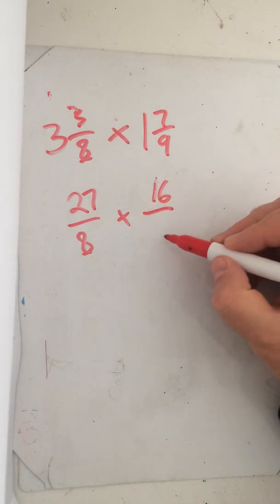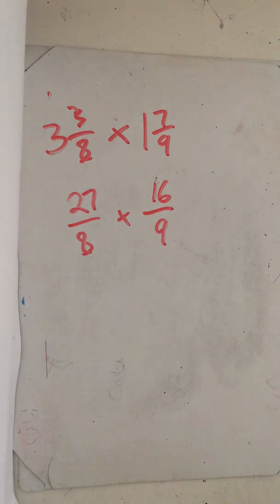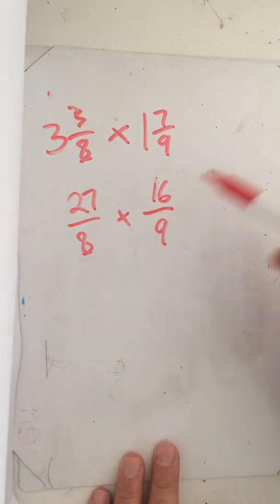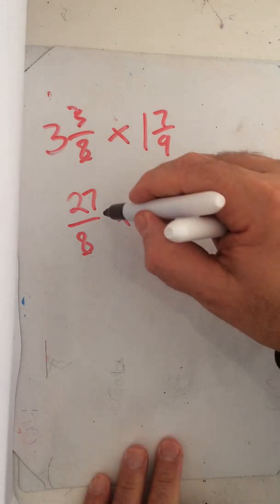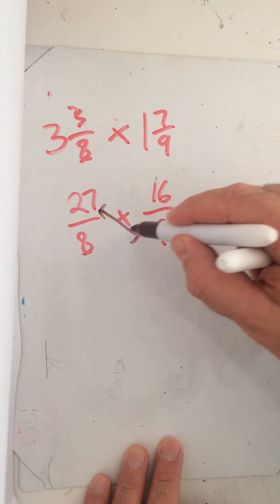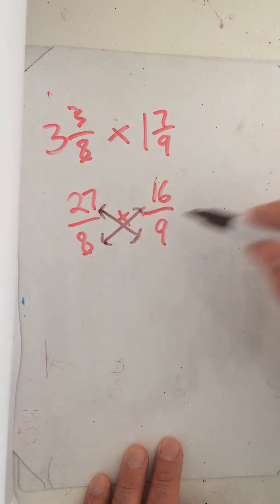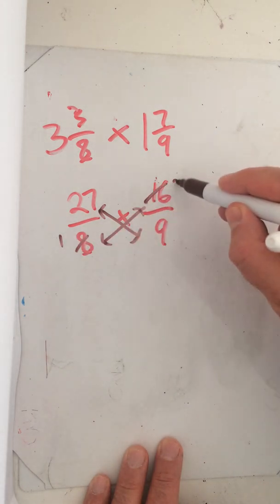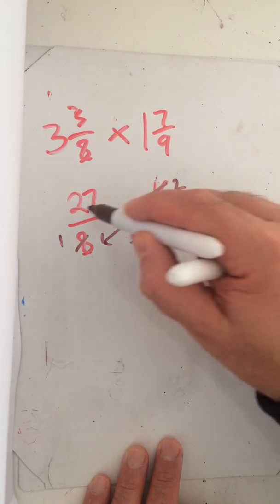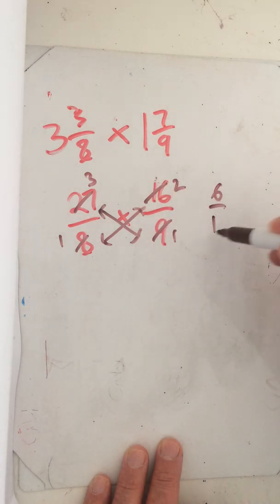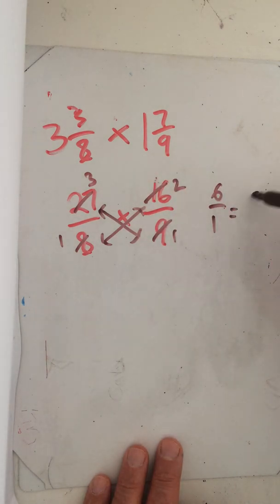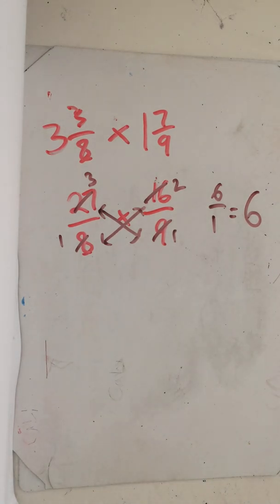Gets 16/9. Okay. Right. So let's have a little look. Now, can I cross simplify? Yes, I can. Okay, it's definite opportunity to cross simplify both sides here, isn't it? Okay, both sides. So 8 goes into itself once and into 16 twice. 9 goes into itself once, and into 27 3. 3 times 2 is 6. 6/1. How many 1s in 6? 6. So the answer to that is 6 exactly. So 3 and 3/8 times 1 and 7/9 is 6.